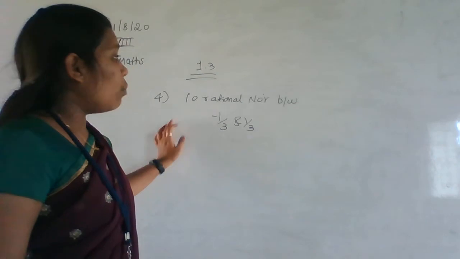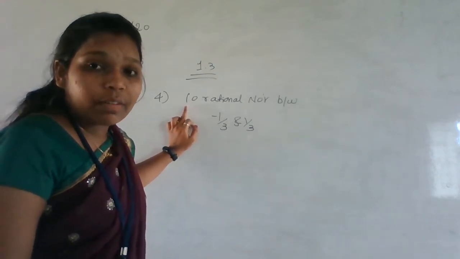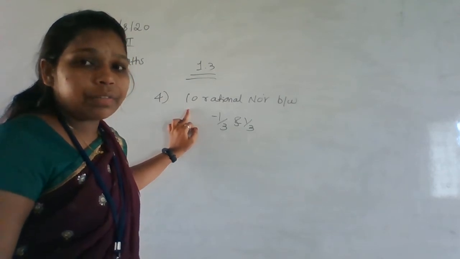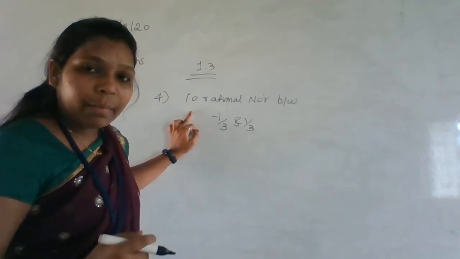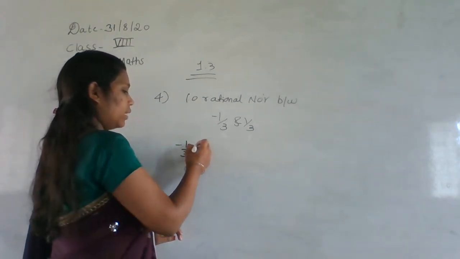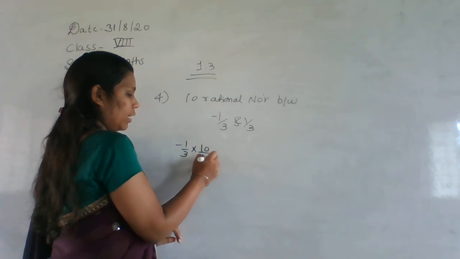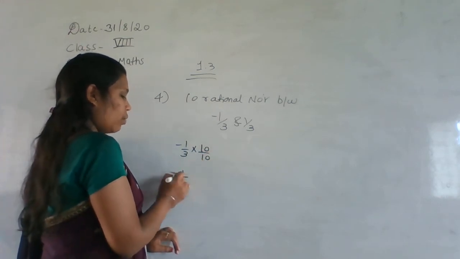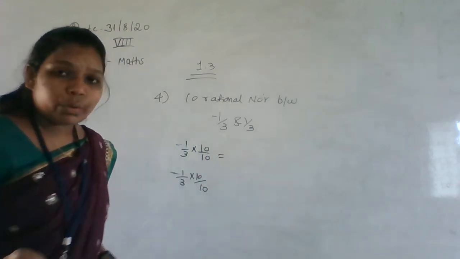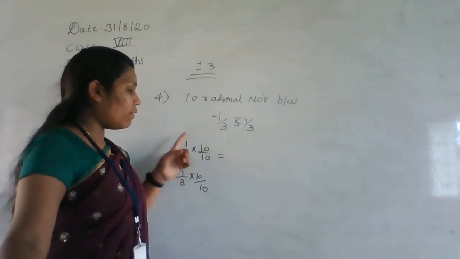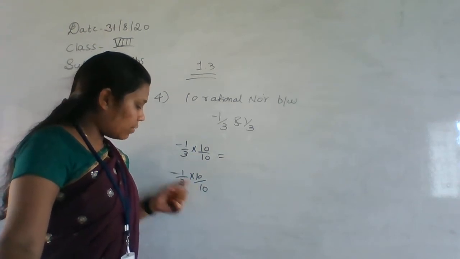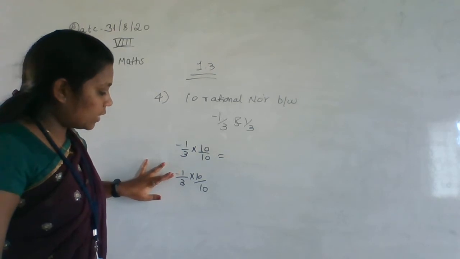But we want a difference of more than 10. Then only we will get 10 rational numbers. Otherwise we can't get them. So for that I am multiplying with some values here. That is minus 1 by 3 into 10 by 10. Next 1 by 3 into 10 by 10. Whatever value you are multiplying, you have to multiply with the numerator as well as the denominator. We can't change that one.